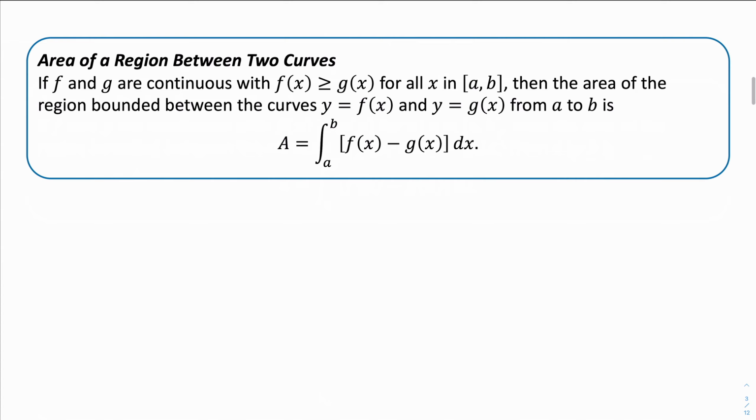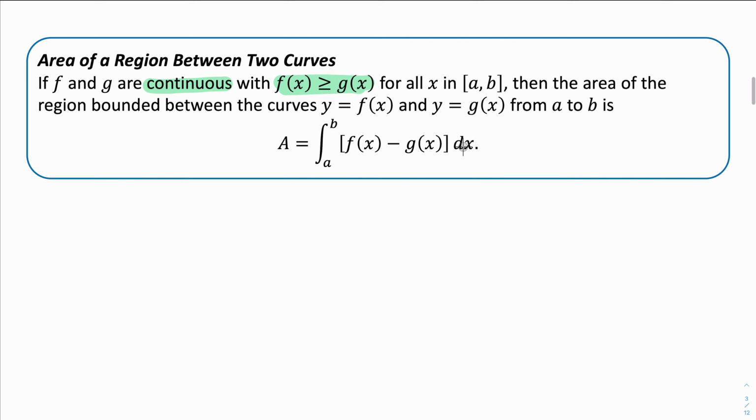So we want to know if f and g are continuous functions and f of x is greater than or equal to g of x for all values of x on some closed interval. Then we can find the area bounded between those curves by doing this integral. So we'd say the area from a to b. Remember, it's stuck in between x equals a and x equals b. So we're going from a to b of f of x minus g of x, and then integrating this with respect to x.